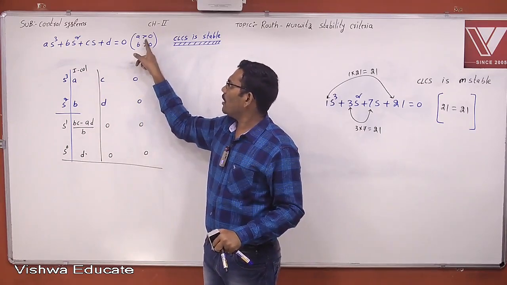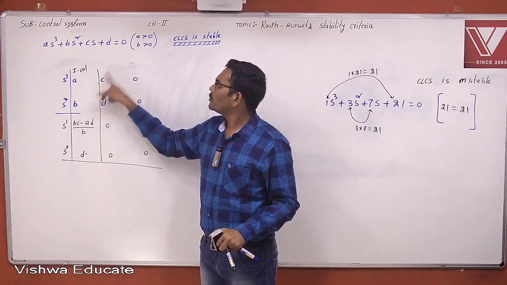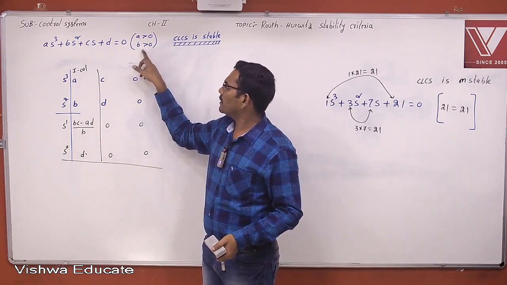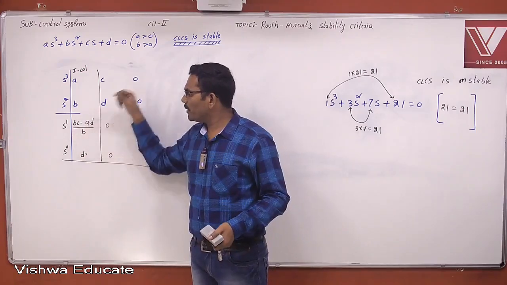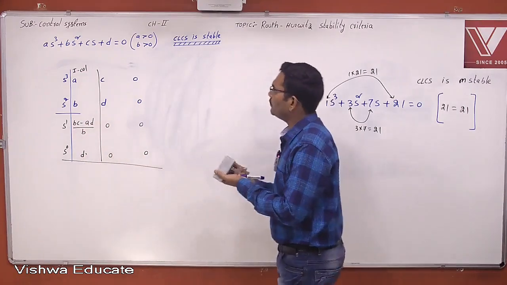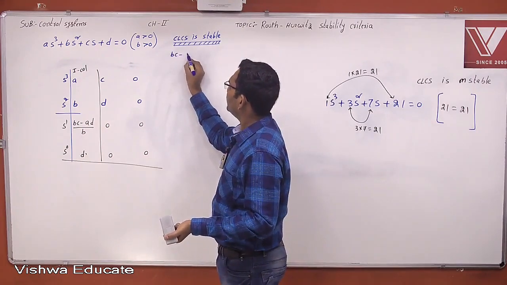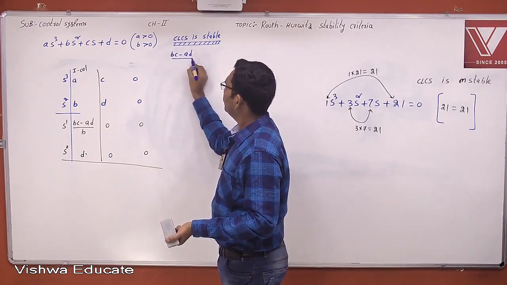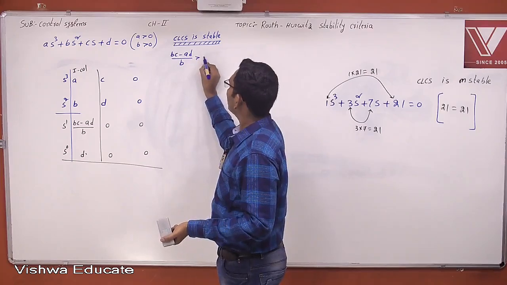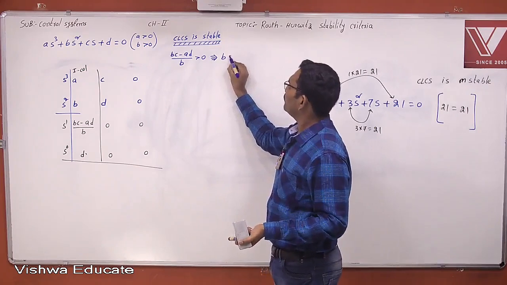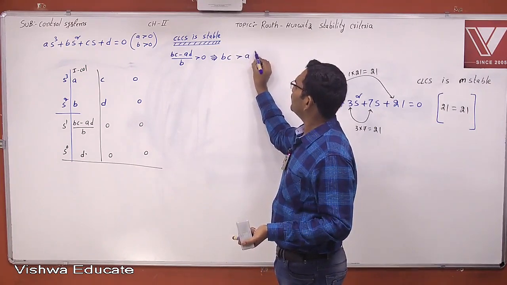A is positive already, the condition is given. So there is no other choice. B must be positive. Yes, B is greater than 0. So this term you should maintain positive. What is that term? BC minus AD by B is greater than 0, such that what is the condition? The condition is BC is greater than AD.